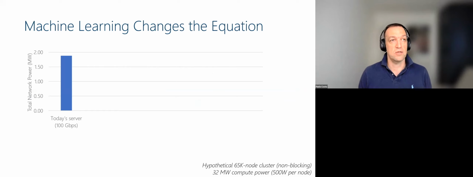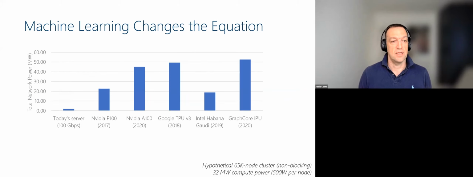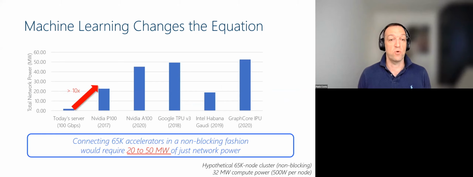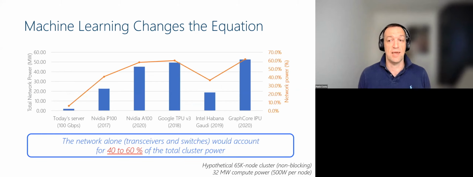nodes with accelerators, and we assume that we want to interconnect all of them at full bandwidth in an unblocked way, suddenly the network power explodes. Now we are at about 20 to 50 megawatts of power just coming from the network. Or in other terms, that would be about 40 to 60%, which clearly means it's not feasible.